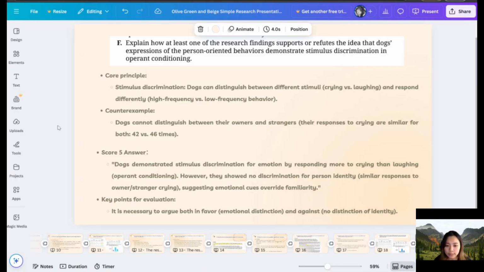it is necessary to argue both in favor, which is the emotional distinction, and against, which is the no distinction of identity. Because the question itself is asking about whether there is any difference between the owner and the stranger, right? And the research actually states that they don't have that much of a difference. Instead, the dogs have more different responses between the emotions, which is crying and laughing.